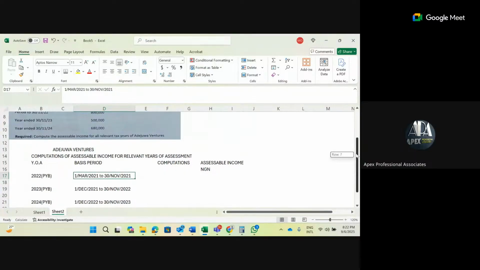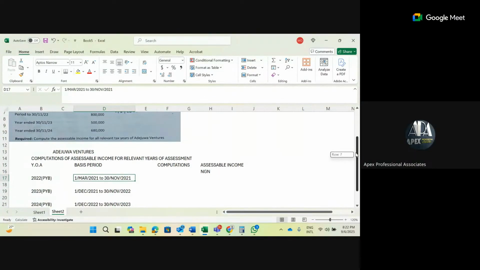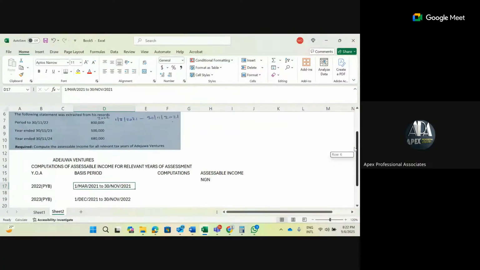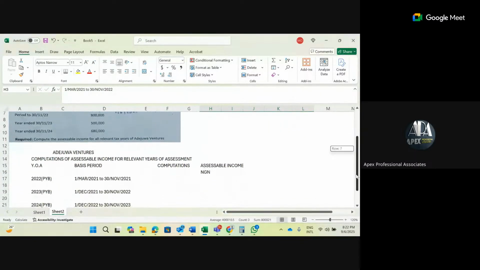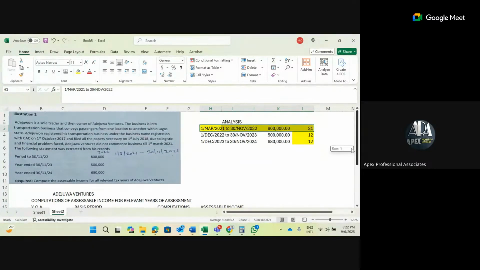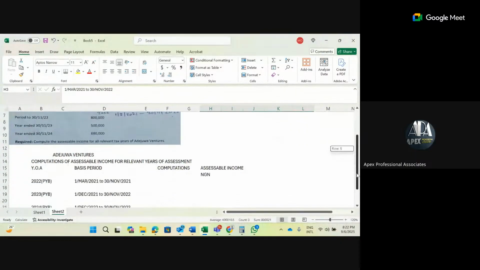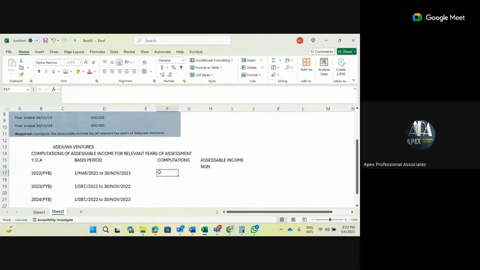The question now is, where am I going to get the computations, the profit that I'm going to use to work out 1st of March 2021 to 30th of November 2021? Definitely, I'm going to get it in this first one here. And this first one here is a 21-month period. So how do I extract out the figure of 1st of March 2021 to 30th of November 2021 from the income of 1st of March 2021 to 30th of November 2022? You are going to be doing proration.